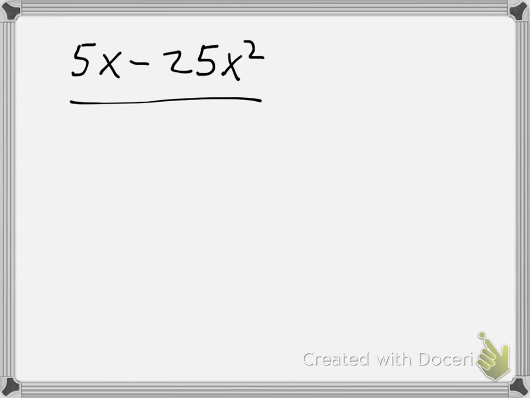And we'll take a look at our final one here. We have 5x minus 25x squared over 5xy. So again, on the top we can factor. We can't factor anything on the bottom, but the top we can. We can take out at least a 5, and we can take out an x.